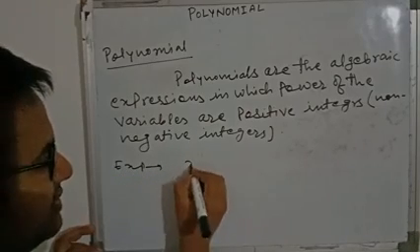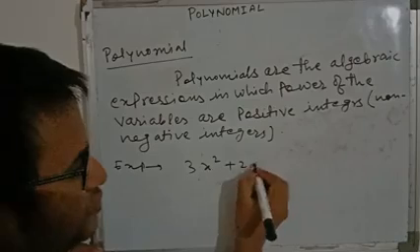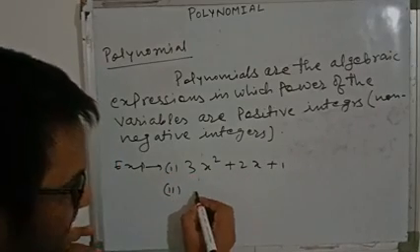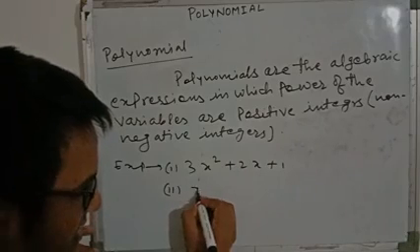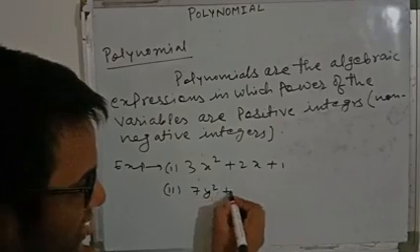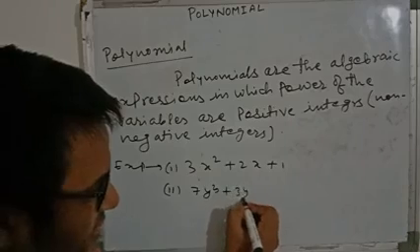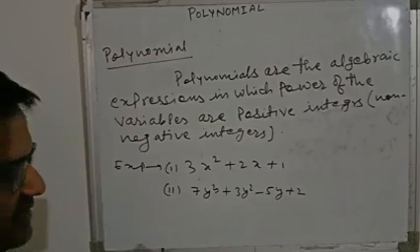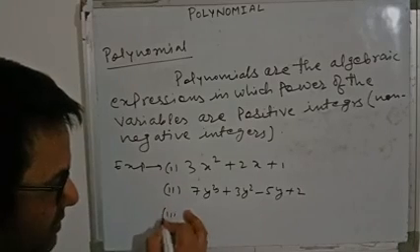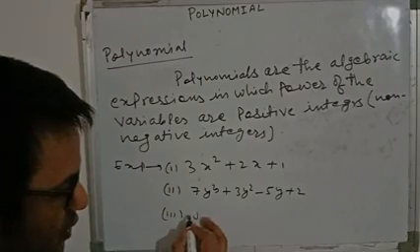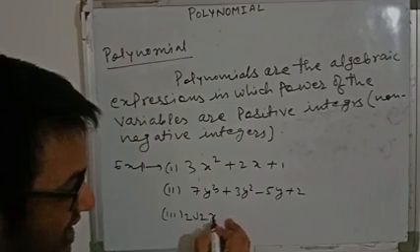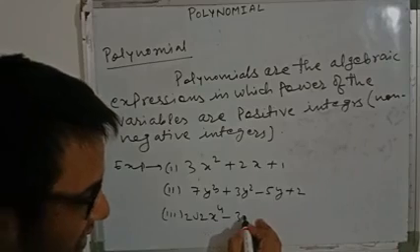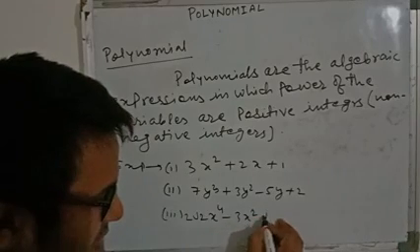Example like 3x square plus 2x plus 1, number 1. Number 2, 7y square, y cube plus 3y square minus 5y plus 2. You can give any example. Number 3, suppose 2 root 2 x to the power 4, minus 3 x square plus 1.